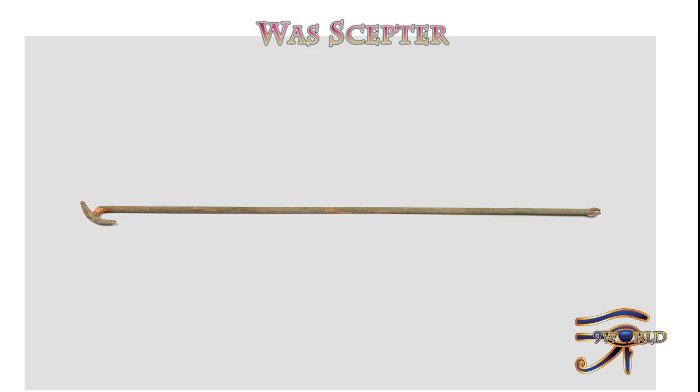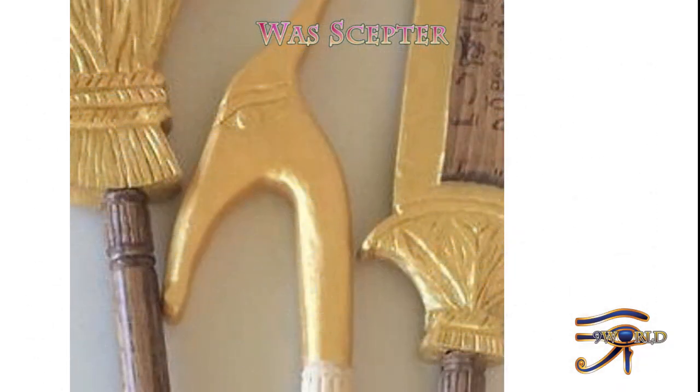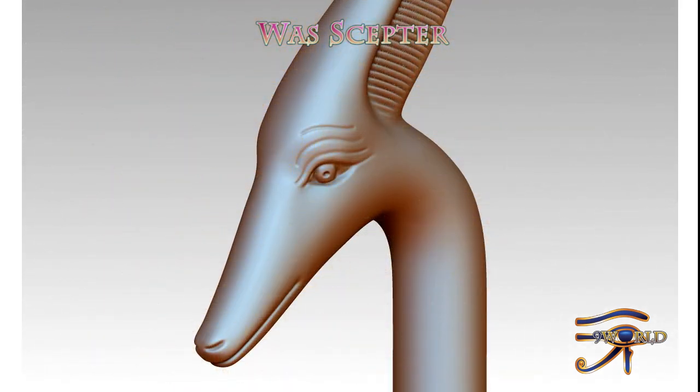The Was Scepter. The Was Scepter appears as a tall, straight staff with a forked base topped with an angled, transverse section. The top of the staff is often shaped as the head of some fantastic creature, perhaps the Benu bird, which some people would know as the phoenix.